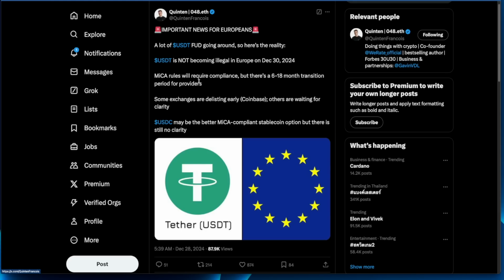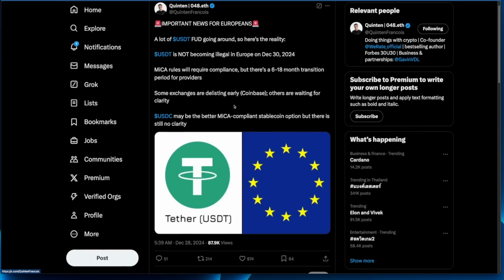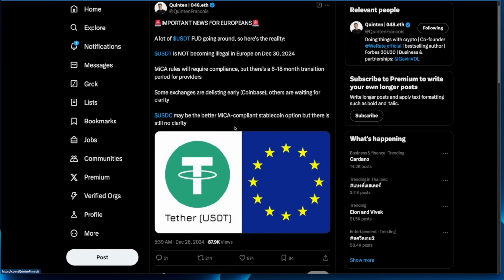MiCA rules will require compliance, but there is a 6 to 18 month transition period for providers. Some exchanges are delisting early, like Coinbase. Others are waiting for clarity. USDT might be the better MiCA compliant stablecoin option, but there is still no clarity. So guys, that potentially could be a FUD, basically before the parabolic run.